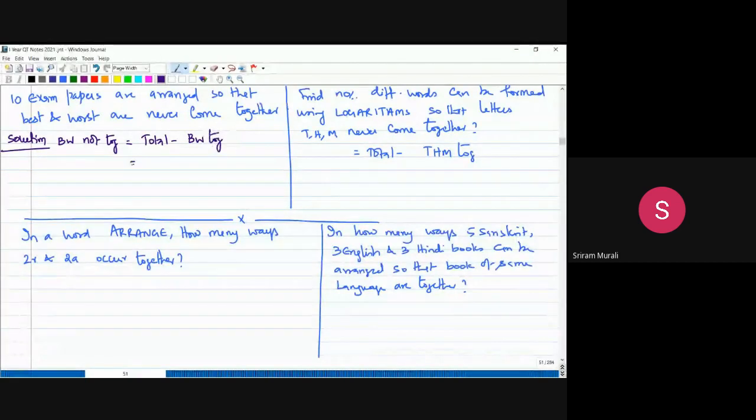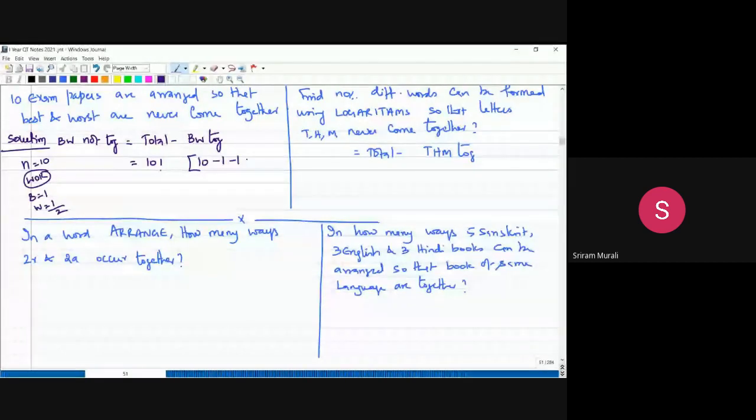So the total arrangement will be 10. It can be arranged in 10 factorial ways, no repetition, so n is 10. Best and worst, total is 2. So in the total 10, subtract for best, subtract for worst. Take these 2 as 1 unit, like in the last problem where all the vowels we took as 1 unit because they should be together.